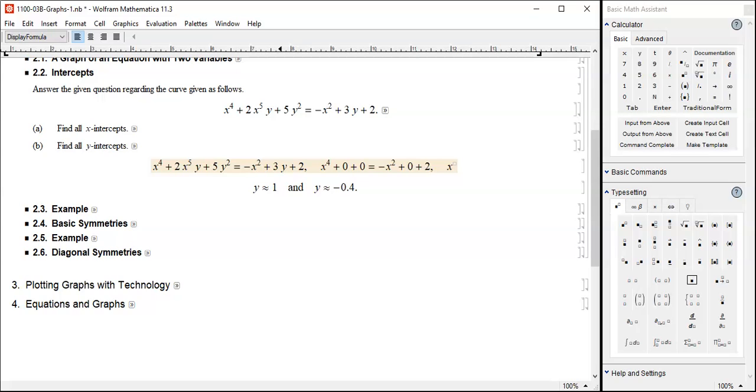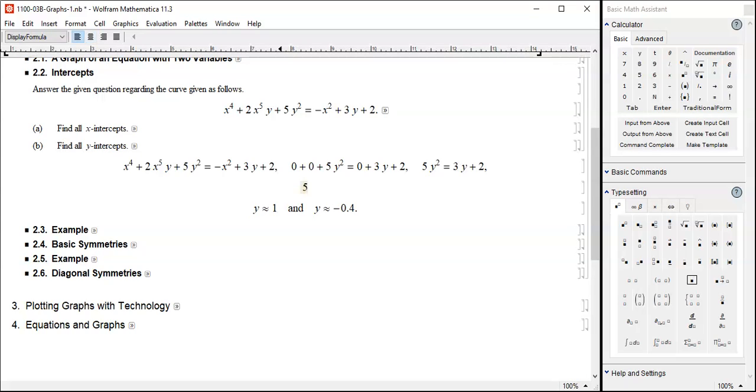Oh, excuse me. I'm looking for the y-intercept, so x is 0 this time. So plug in x equals 0, so that's 0. Plug in x equals 0, so that's 0. And plug in x equals 0, so that's 0. I'm looking for the y coordinate. 5y squared equal to 3y plus 2. And this is nothing more than just a quadratic equation.